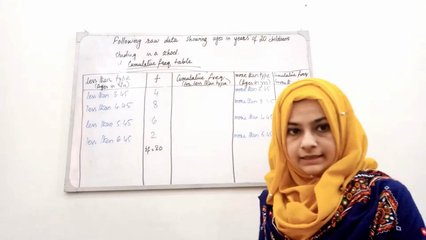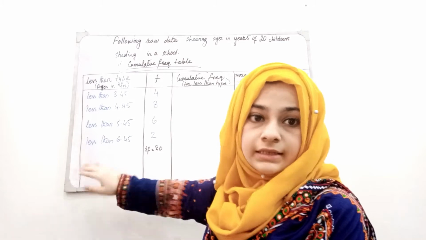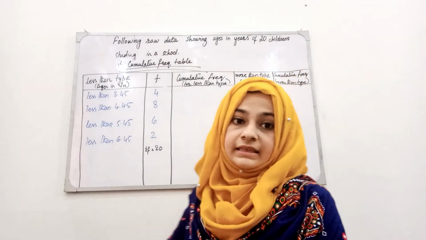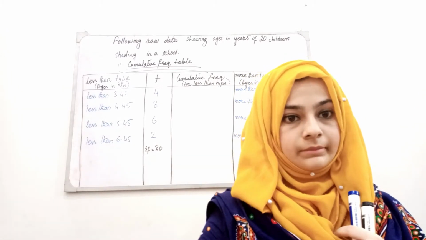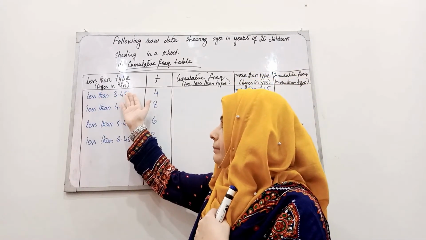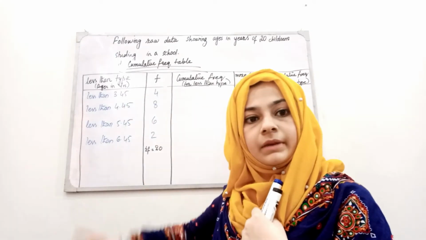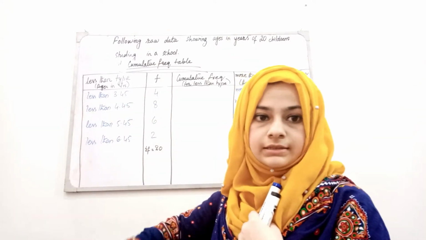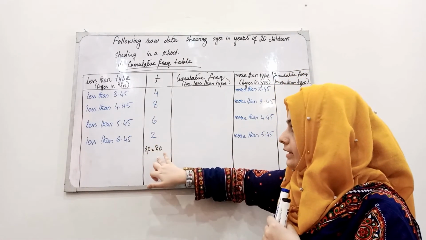Here you can see that I made the less than type. How can you make the less than type? By taking less than the upper class limit, which is 3.45 for the first class. Same for the second class, third class and the fourth class. The frequency is written here.